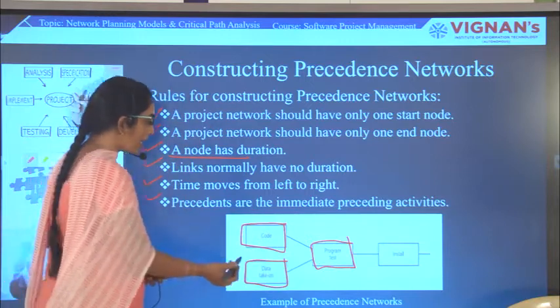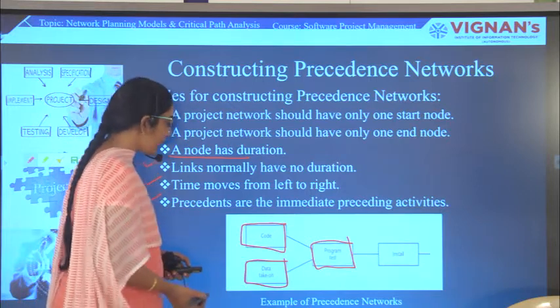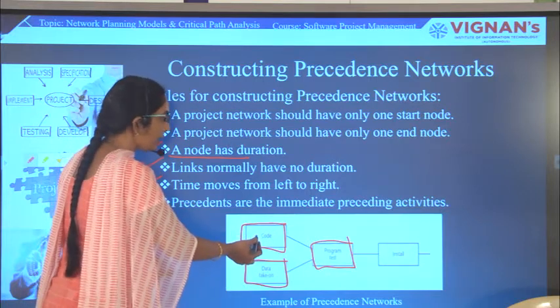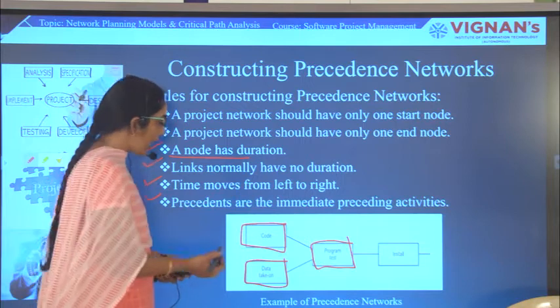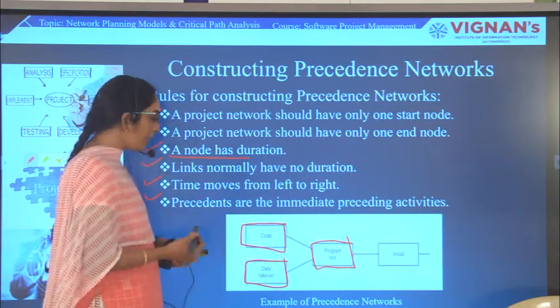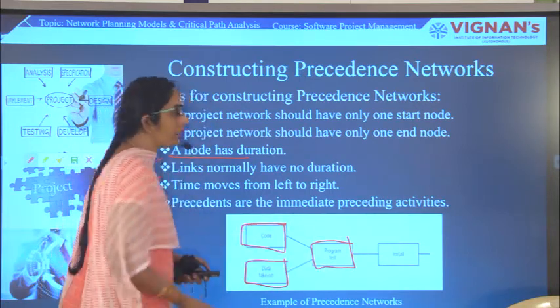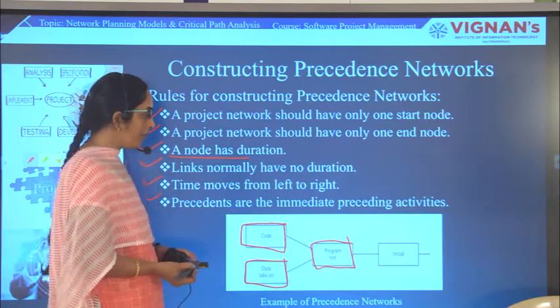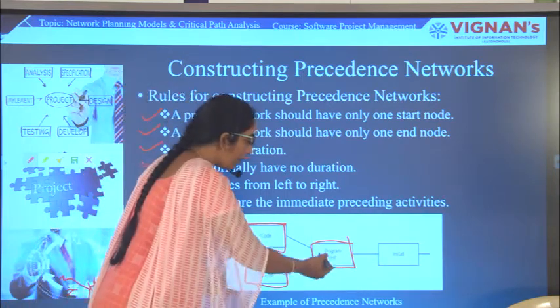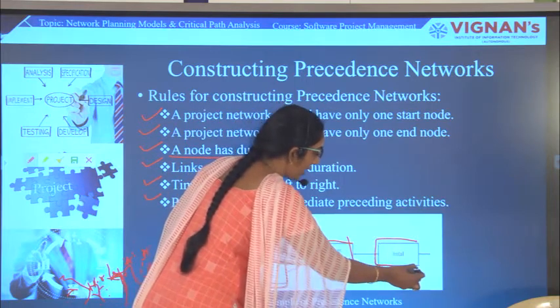This is an example of a precedence network. In precedence networks, the precedents are the immediate preceding activities, and only after the completion of the precedent activity will the next activity take place. Similarly, after the completion of program test, only then will the install activity take place.